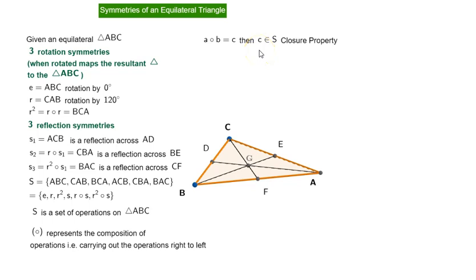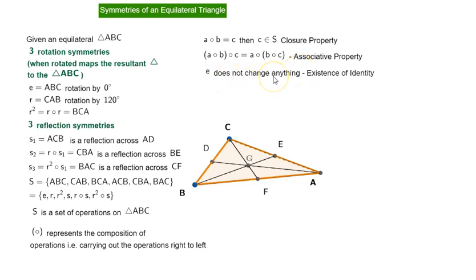And the answer is yes. So that means it is closed under this set of transformations. Associative property. A composition B first and then composition with C is equal to A composition with composition of B and C. And if we go through this, this is also satisfied.